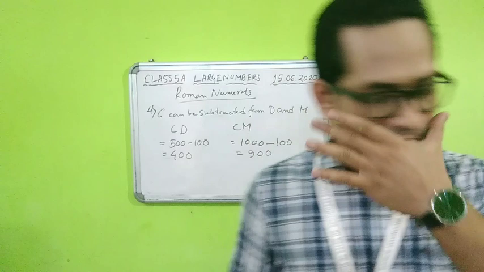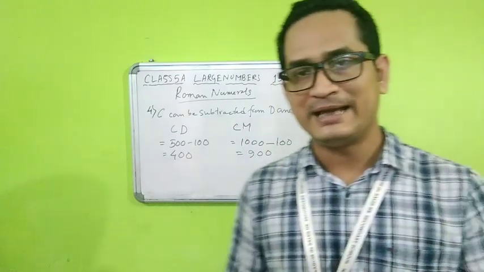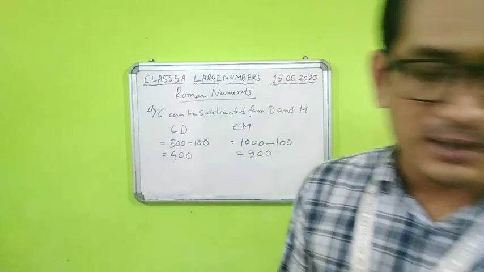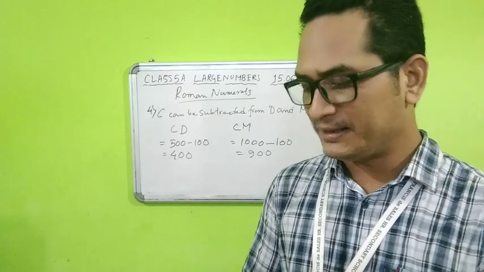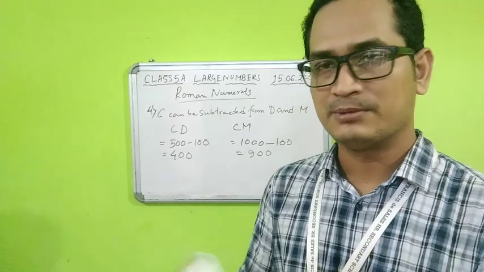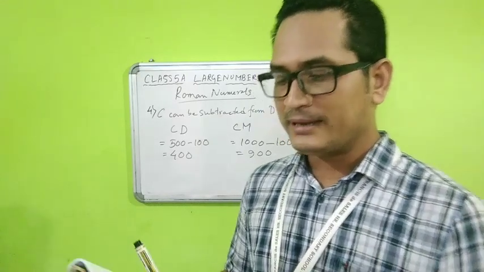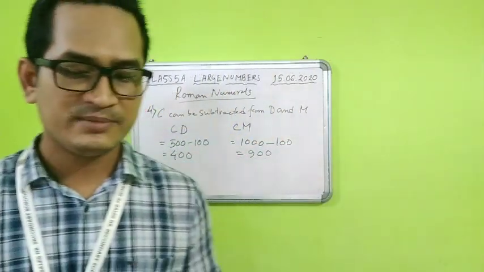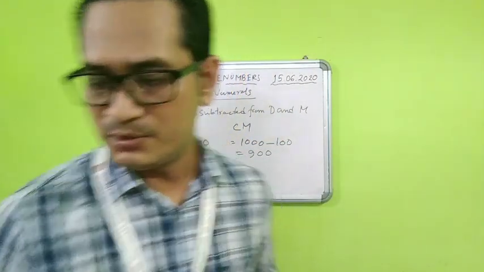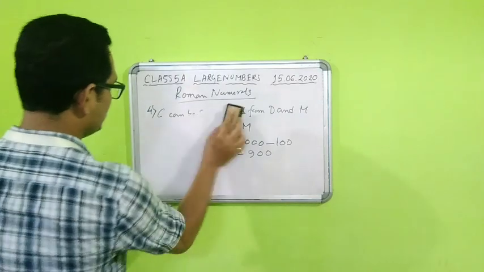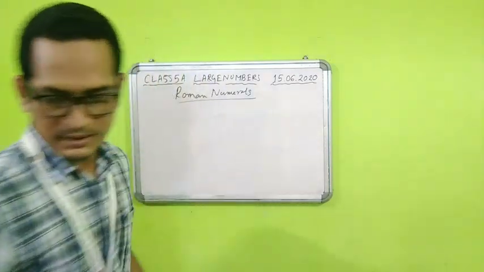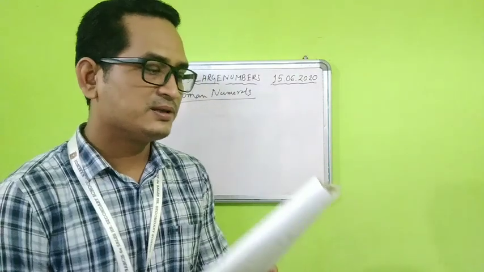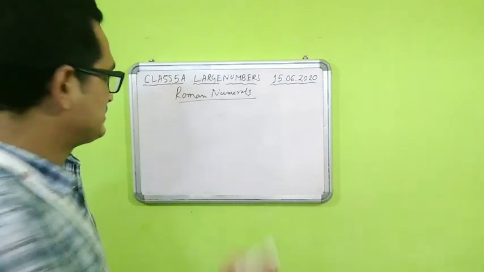Now students, using all these four rules, we can write any number in the Roman numeral system. So let us try out some examples. You can see example 8. Example 8: write the Hindu-Arabic numerals for the given Roman numerals. Let us see how they have solved it. If I take the first one, CLXIX.